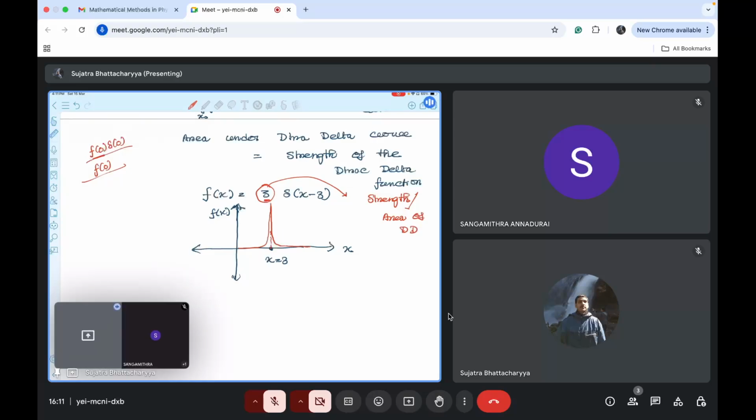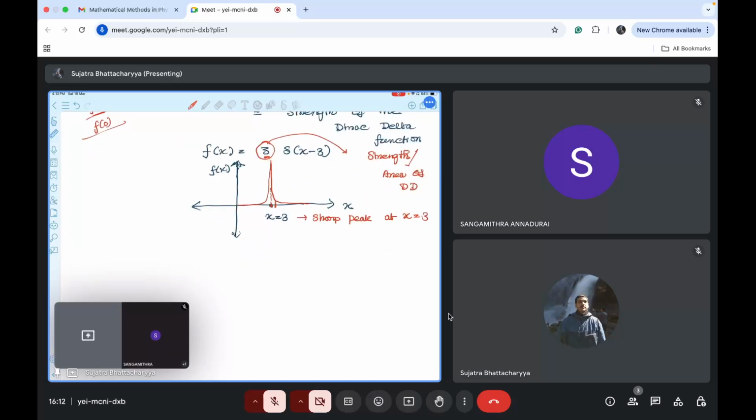Okay, and at x is equal to 3, there is a sharp peak. At all other points, in the practical case, like what I have drawn here, it is not exactly equal to 0. So at 3 plus, you will find that there is some value. But theoretically, it should be 0. So this is the concept.